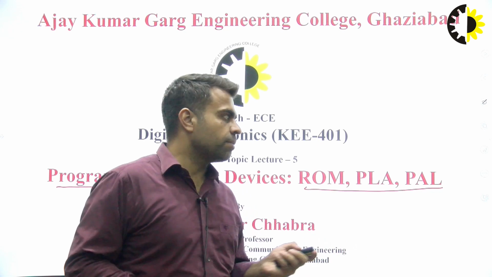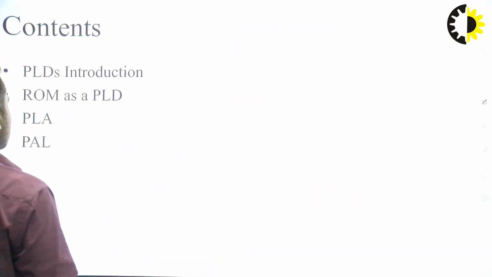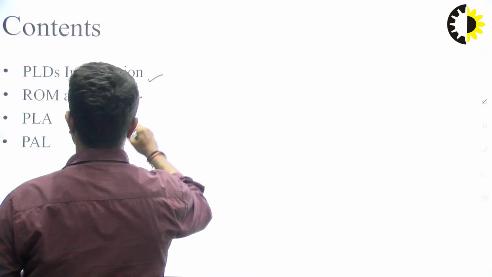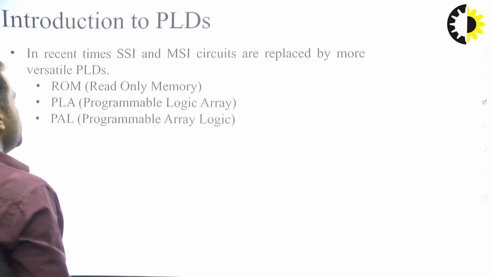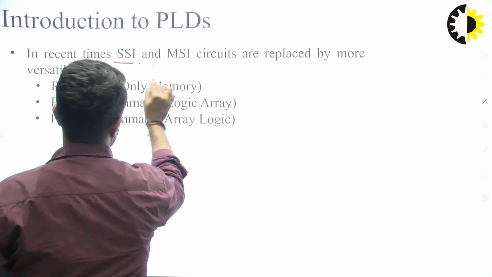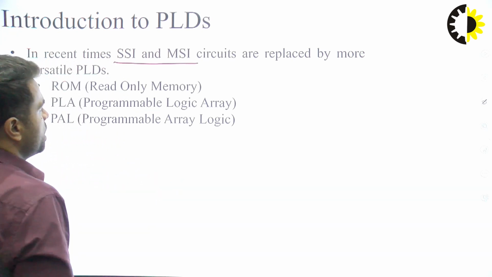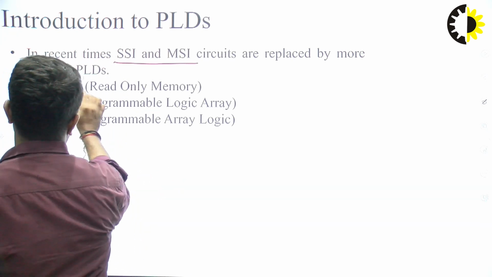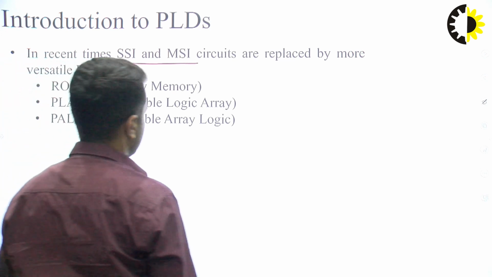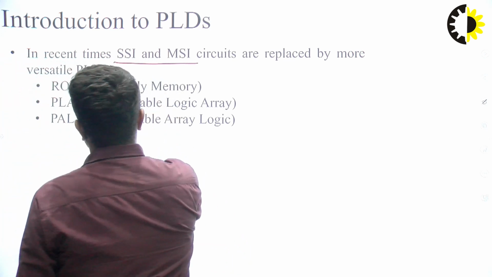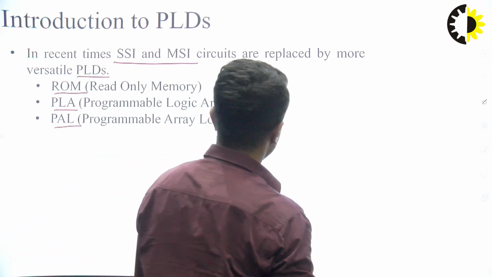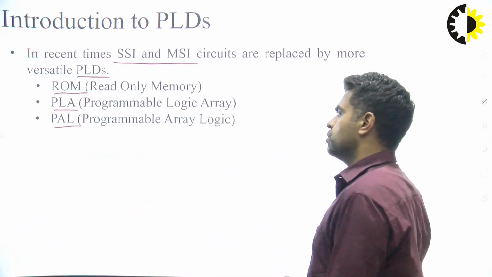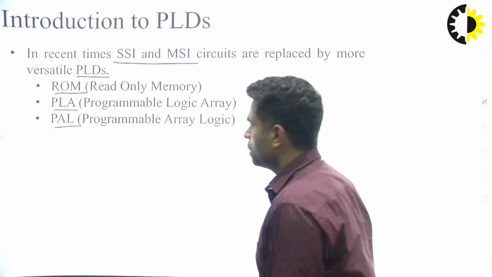So let's start with the basics. PLD is the introduction, then we will cover ROM as a PLD, and then PLA and PAL. In recent times, small scale integration SSI and medium scale integration MSI circuits are replaced by more versatile PLDs. PLDs means programmable logic devices. These are the 3 programmable logic devices we are going to cover today: read only memory, programmable logic array and programmable array logic.